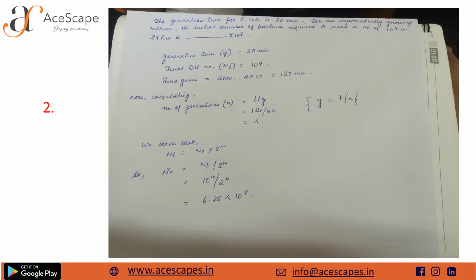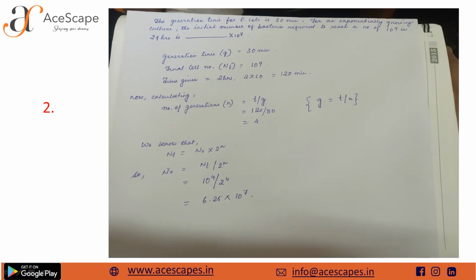The generation time is given as 30 minutes. Now, in an exponentially growing culture, they have asked the initial number of bacteria that will be required to reach the final cell number of 10 to the power 9 in 24 hours. So basically everything is given here. The generation time is given, the final cell number is given, and also the time is given. So generation time is 30 minutes, final cell number is 10 to the power 9, and the time given to reach is 2 hours. So here we are going to convert the hours into minutes, that is 120 minutes.